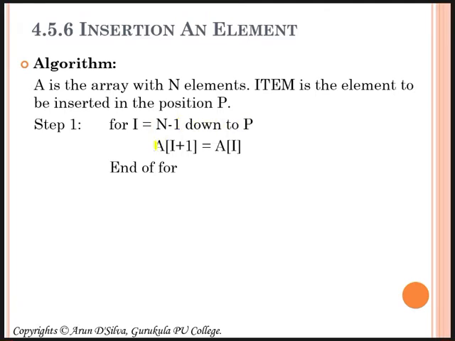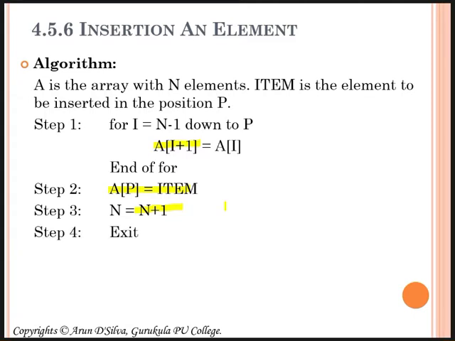Now what do you have to do? A of I plus 1 equal to A of I. End for. Now this keeps on. If you repeat this process till position P, all the items will be shifted to the one higher order position, and then the desired position becomes blank. Then A of P equal to item, you assign the new item. Now increase the size of the array, that is, it was n elements, now make it n plus 1. That is the algorithm. Next step is exit.